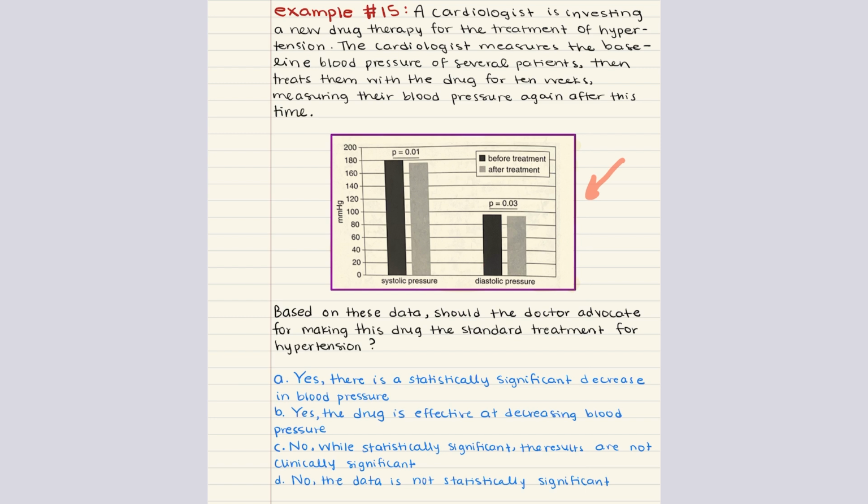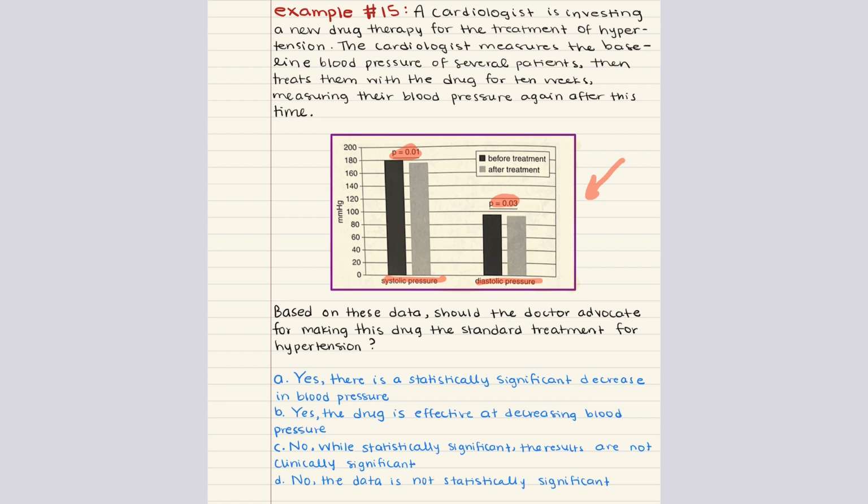Now, the data shows that the drug reduced both systolic and diastolic pressure with p-values of 0.01 and 0.03, respectively. These p-values are less than the common threshold of 0.05, which indicates that the results are statistically significant. So this means there's a low probability that the observed changes in blood pressure occurred by random chance, and we can reasonably attribute these reductions to the drug's effect.